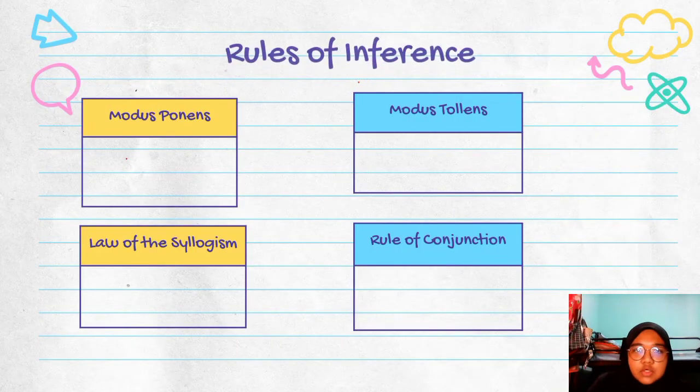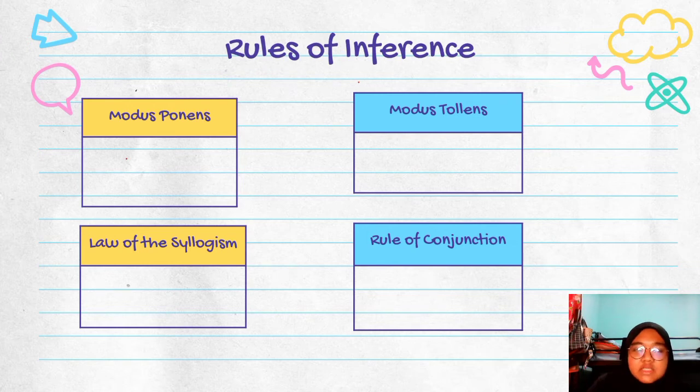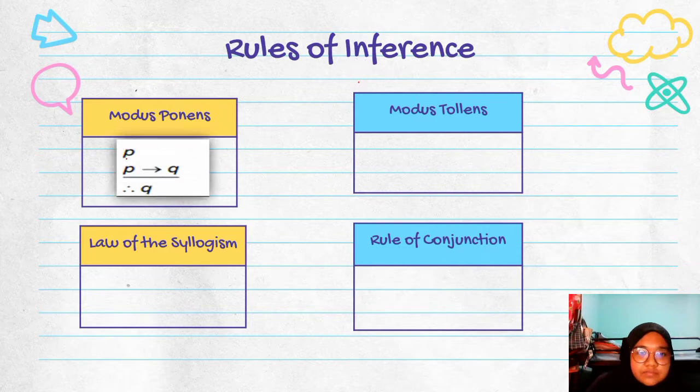And then the rules of inference. There are a few rules of inference that are related to logical implication. The first rule is modus ponens. The first premise is P and the second premise is P implies Q. So for the first rule, we can cancel out the statement P and the answer will be Q, which is the conclusion.